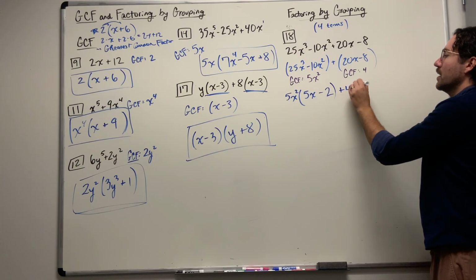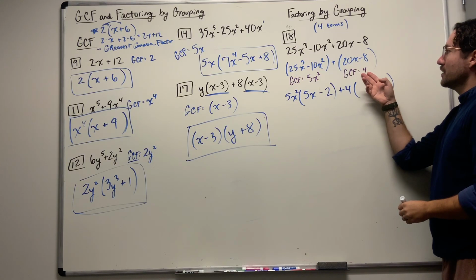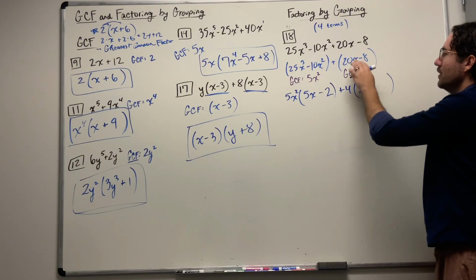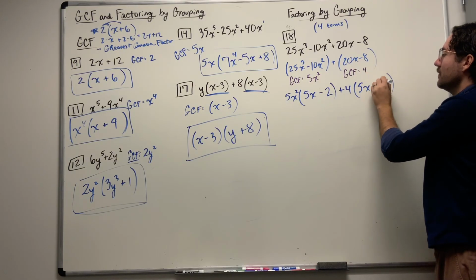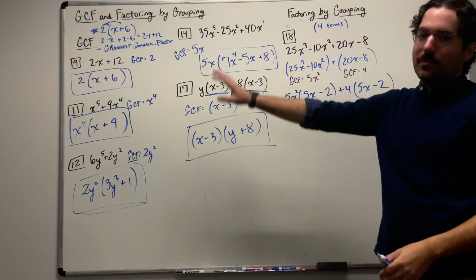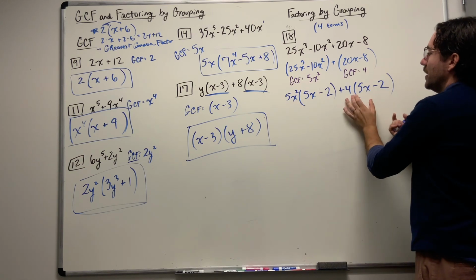Now let's take out this 4 from our second set of parentheses. So that will come out in front. 20 divided by 4 is 5. Should still have an x there. And then negative 8 divided by 4 is negative 2. So we kind of had 2 separate greatest common factor problems here. I brought out as much as I could from each of these.